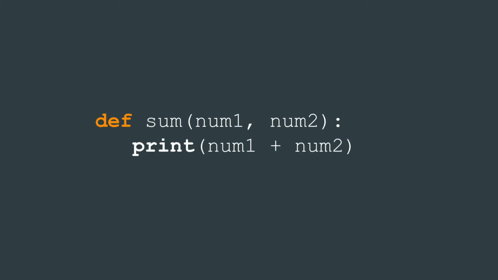So the first parameter, num1, represents the first number that's going to be inputted into the function. The second parameter, num2, is the second number that's going to be inputted into the function. In the function body, which is after the colon at the end of the function declaration and is also indented, we just have our function body. In this case, we're just printing the sum of number 1 and number 2.